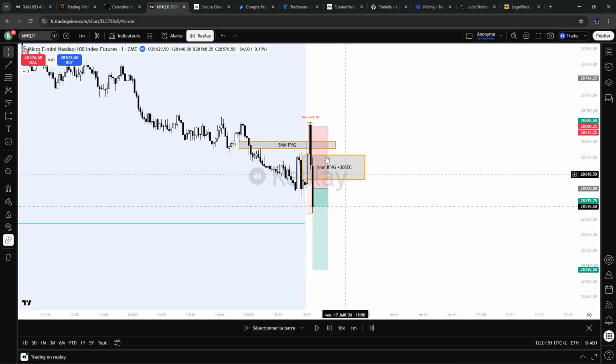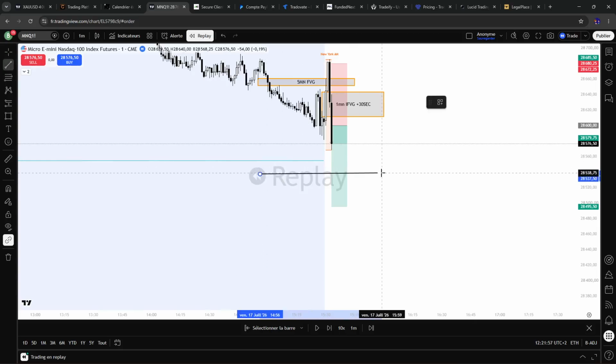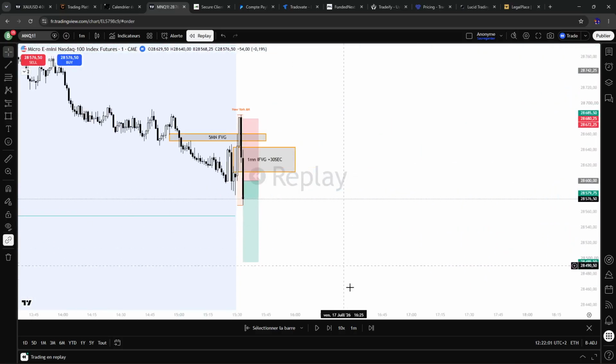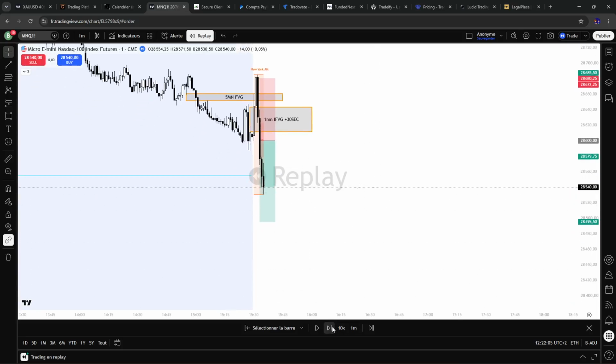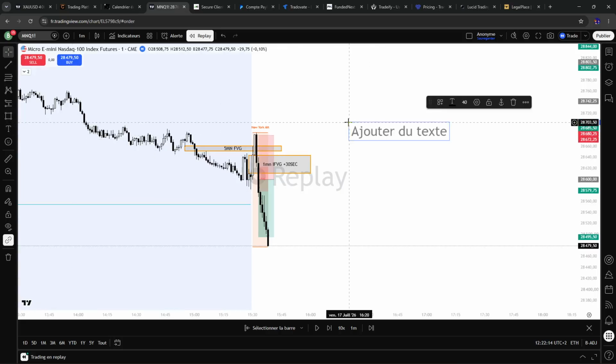So you take your entry, stop loss on the higher. You can take the break even on the lower of the London session. So here we break even and then straight down. So that was all the steps of how to identify the bias.